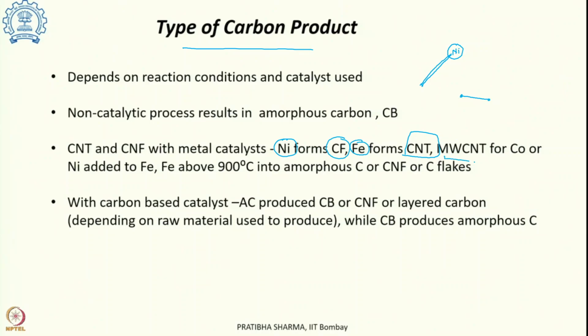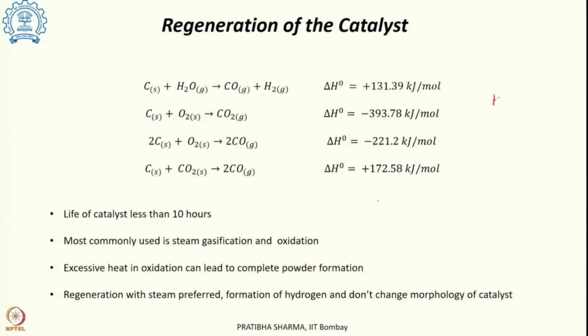This is a multi-wall nanotube. If we use the cobalt catalyst, it will produce multi-wall nanotubes. These are all the various types of solid carbon that will generate, and this carbon will again be used in different applications. Then, coming to the regeneration of the catalyst.